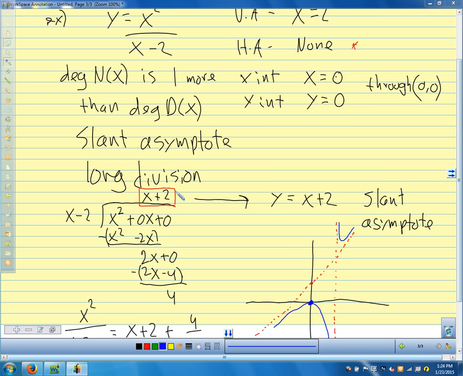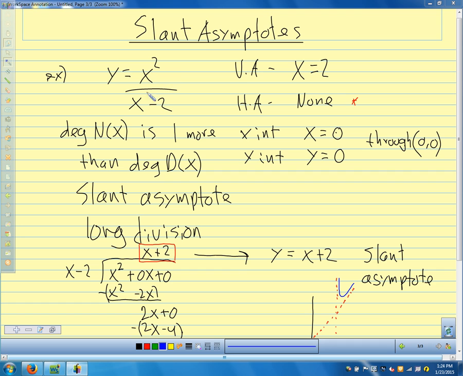Why did you pick x minus 2 to do the long division? Because our original function tells us to divide x squared by x minus 2. That tells us to do division. Okay, all right, those are good questions.